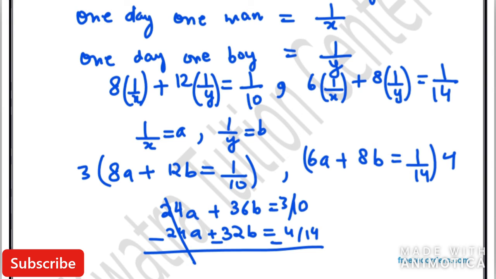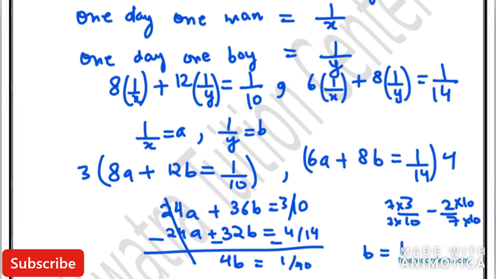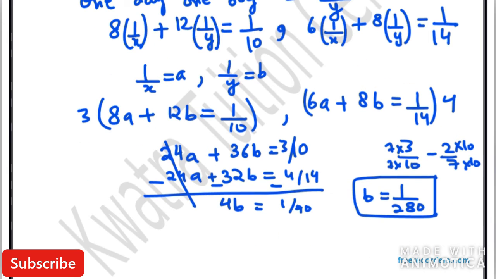Now using elimination method, the first value will be 0, second be 4b equals 3 over 10 take away 2 over 7, so it will be times 7 and times 10. So the first value will be 21 take away 20 over 70, so it will be 1 over 70. Using cross multiplication it will be 4 times 70, so it will be 1 over 280. So if my b is 1 over 280, then y, the reciprocal of it, is 280. This means that for one boy, it is 280 days. So one boy can finish the work in 280 days.